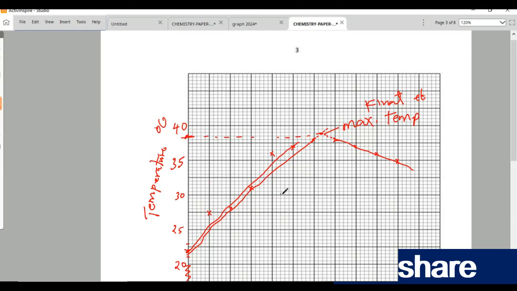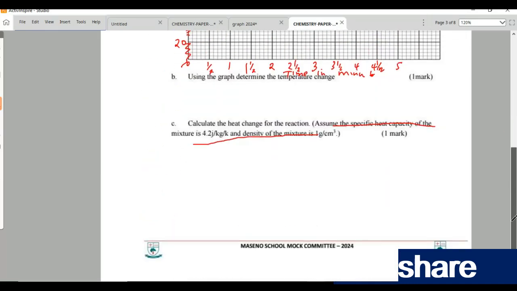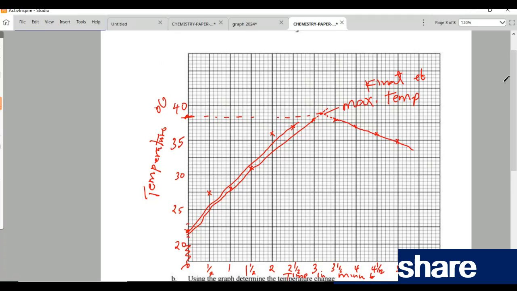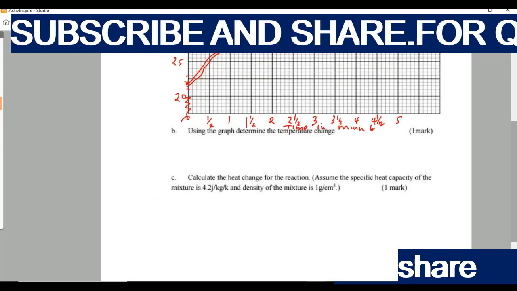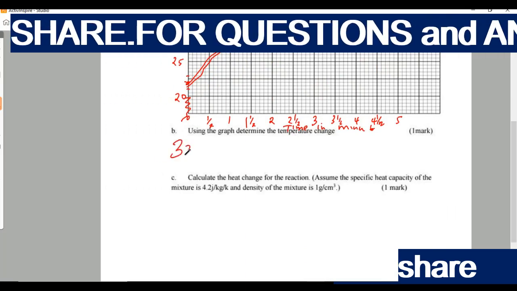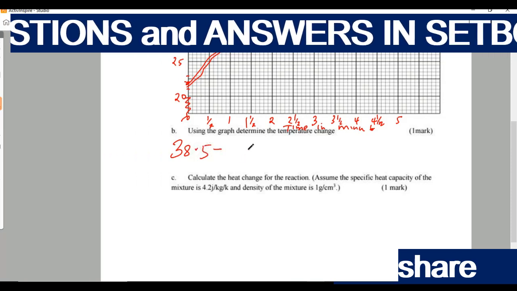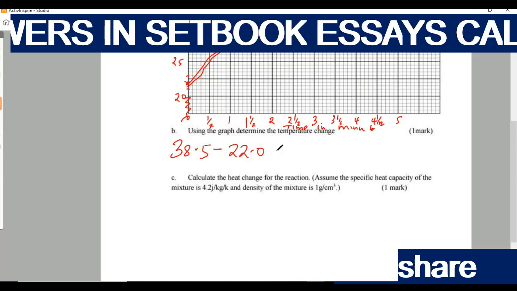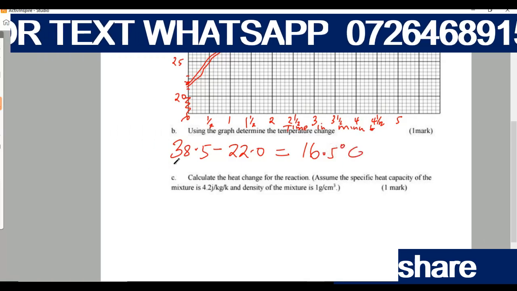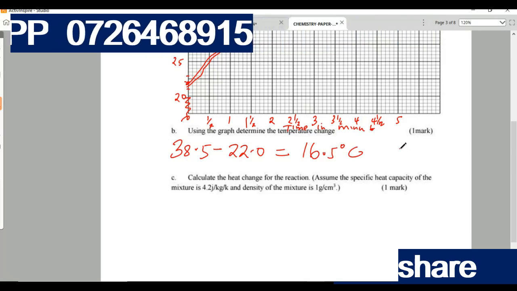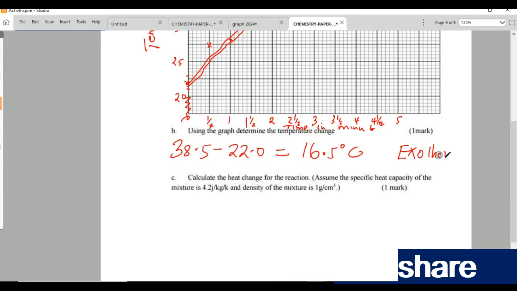Now that helps us to get the change in temperature. So from here, you can now read the temperature. The temperature here is 38.5. The final temperature is 38.5. So 38.5 minus our initial, which was 22.0. This gives us 16.5 degrees Celsius. Now, since the change is positive, then it means that the reaction is exothermic. That one should be in your mind, exothermic. The reaction is exothermic.